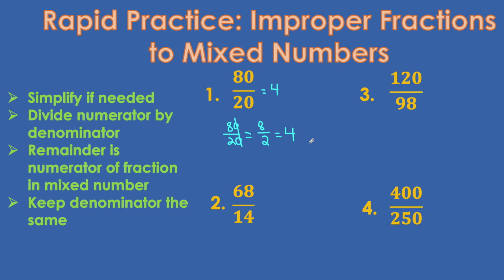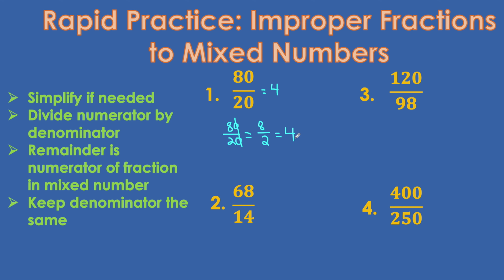Whenever you have zeros at the end, you want to make sure it's the same amount of zeros, then you can cross them out. You want to make sure they're the same amount of zeros because otherwise you would be changing the value of the fraction, and you don't want that. You want to keep the value of the fraction. So our final answer is 4.